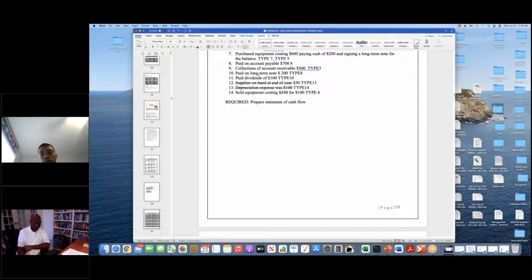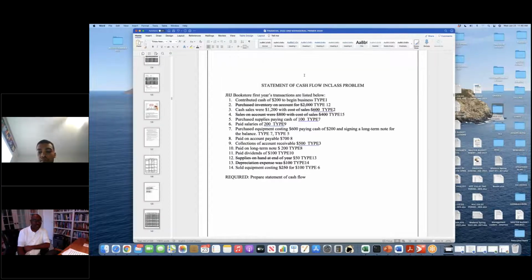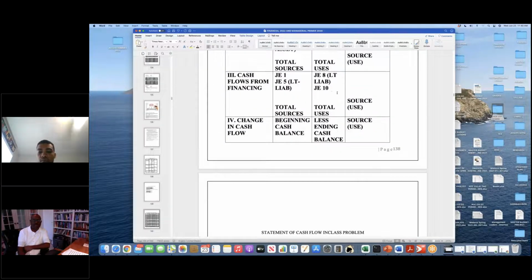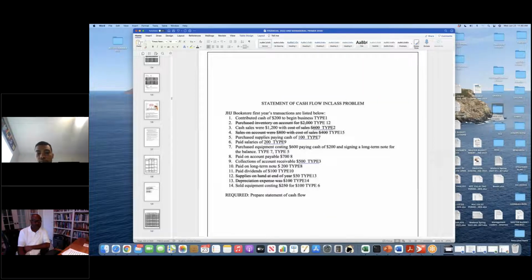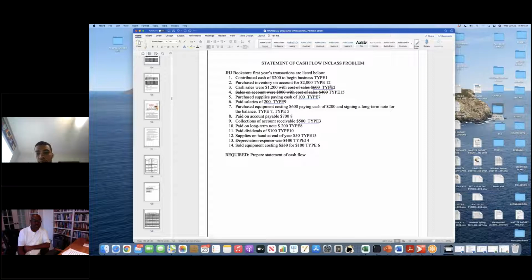Then we pay dividends. So that was transaction 11, 100. It's a type 10. Where do the type 10s go? They go in part 3 as a use. So for transaction 11, we're going to get the 100.